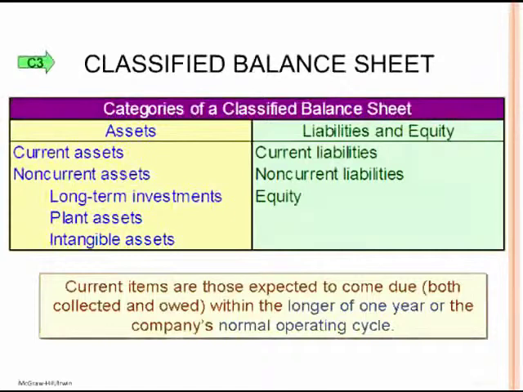A classified balance sheet is the most popular format used by business. On the asset side of the balance sheet, we group assets as current or non-current. A current asset is one that is expected to be converted into cash in 1 year, or the company's normal operating cycle, whichever is longer. The operating cycle of a company is the time it takes to acquire inventory, sell the inventory, and collect cash. For many companies, the operating cycle is less than 1 year.